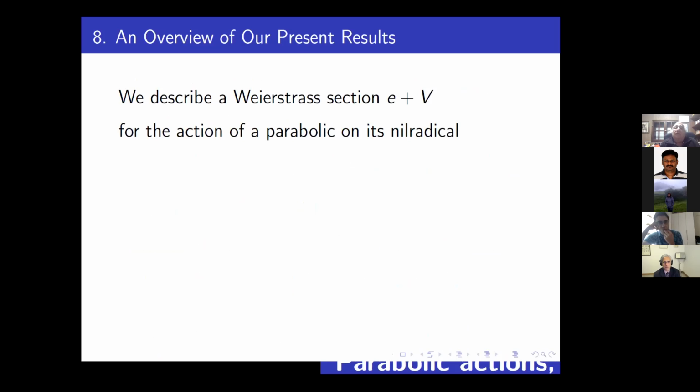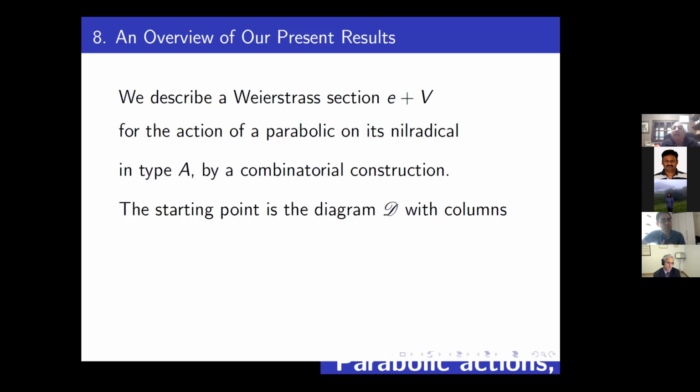Now we want to consider our special case, which is a Weierstrass section of E plus V inside M, where P is the group, the parabolic, acting on its nil radical M. In this case, we can't find adapted pairs. Well, sometimes you can, but not enough of them. So we have to have another method, and then we will reduce ourselves to combinatorics, messy combinatorics, in type A. In general type, we haven't yet tried.